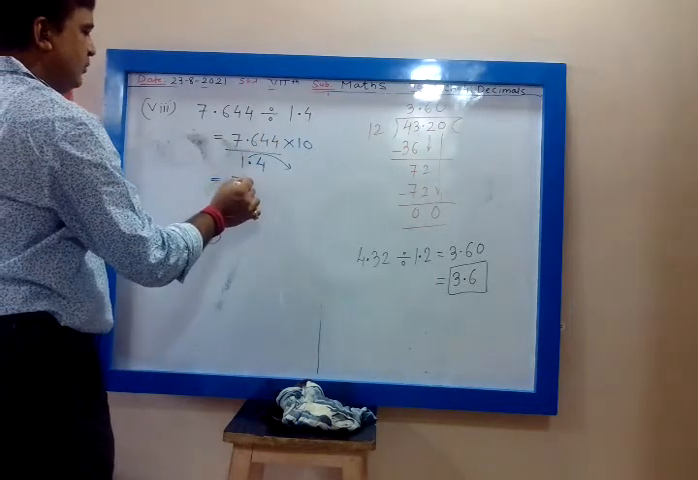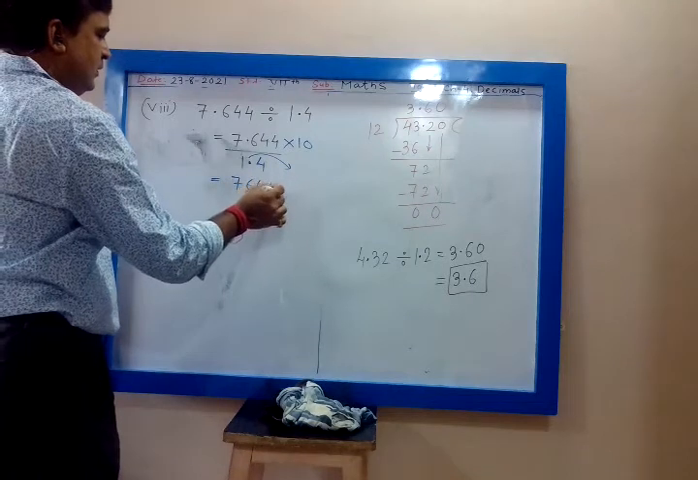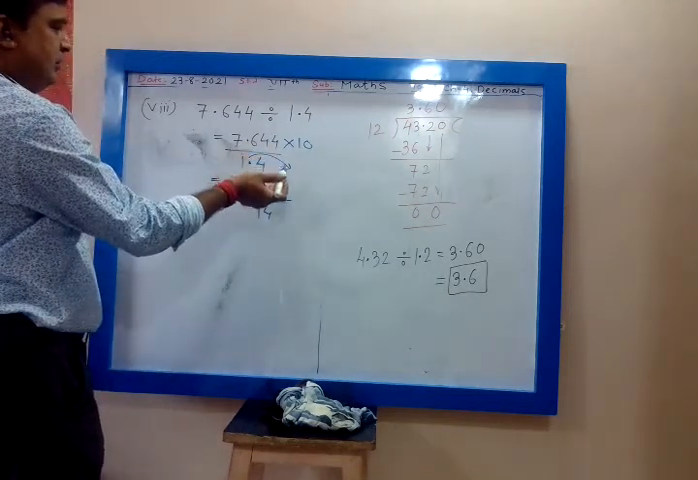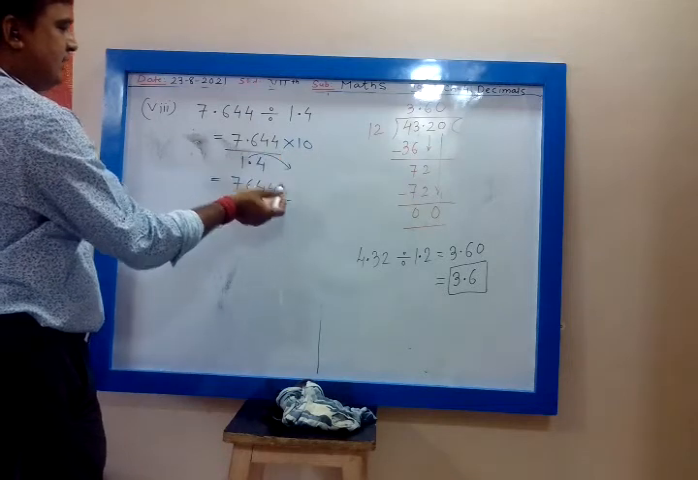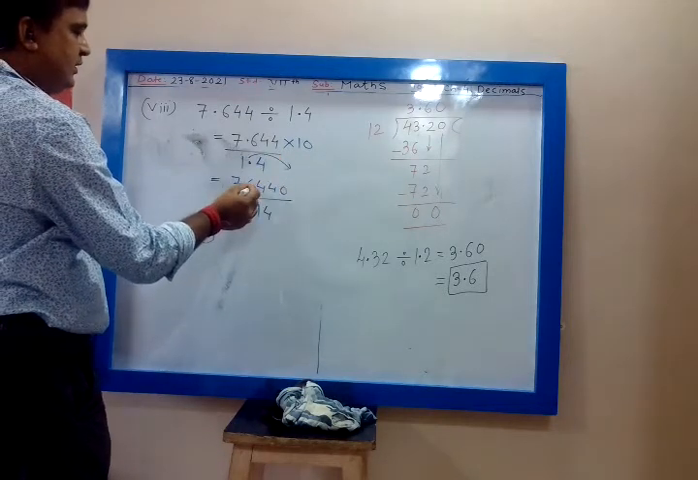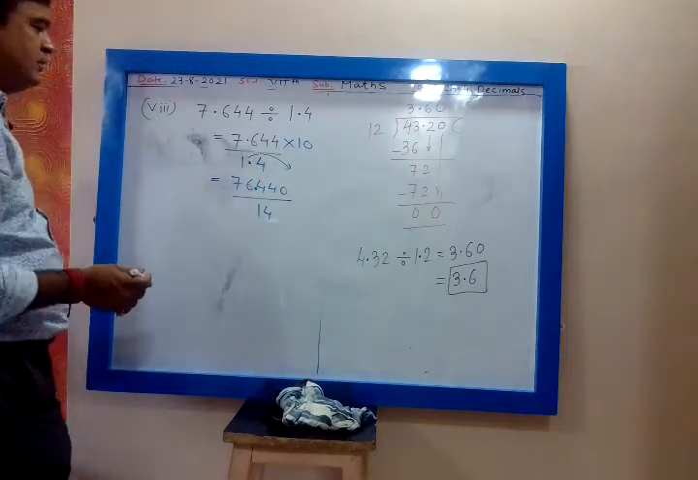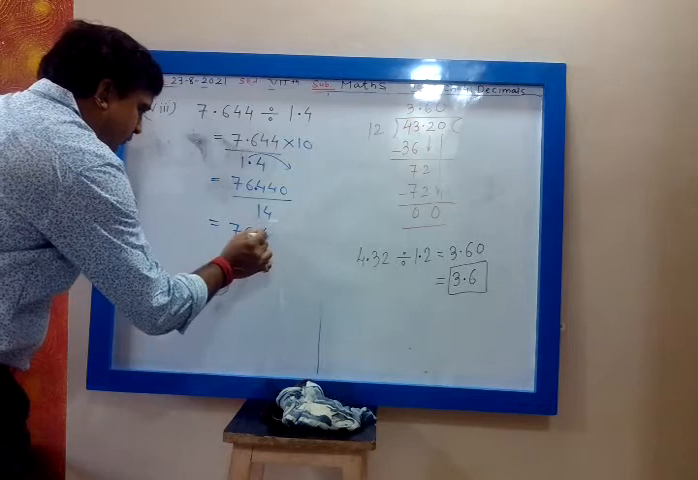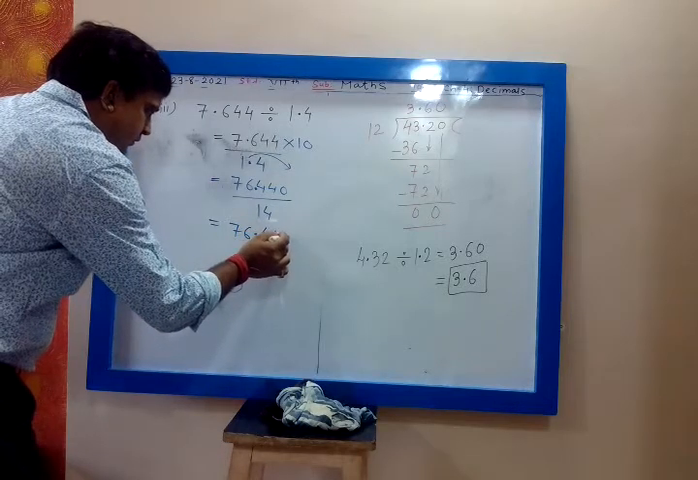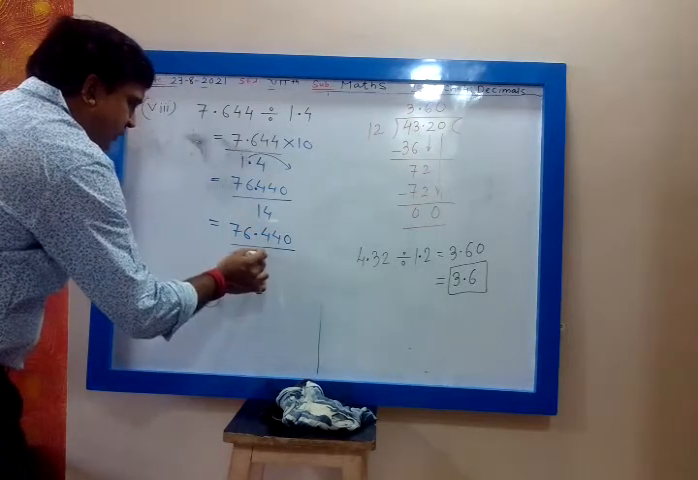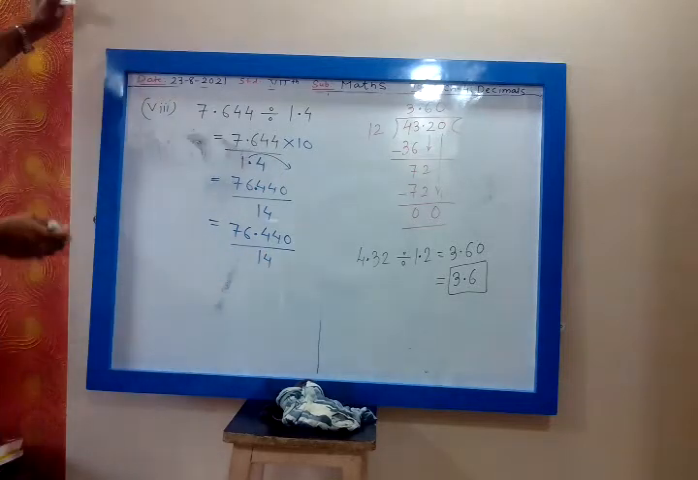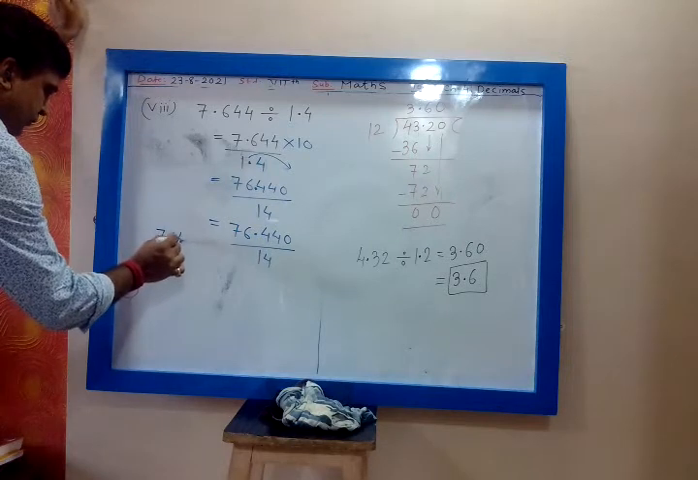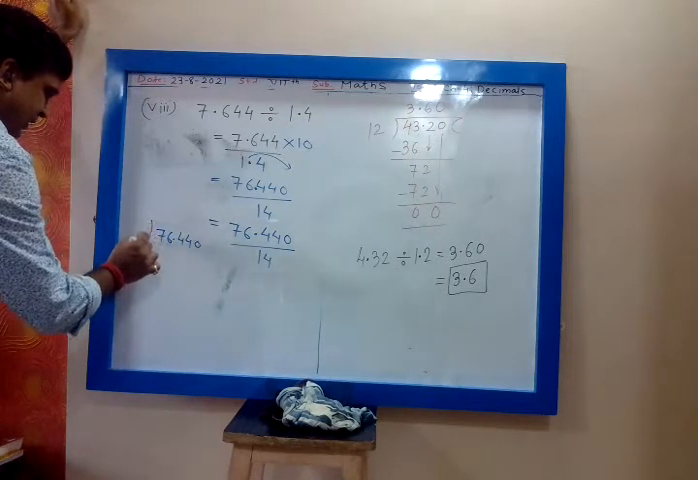So 76440 upon 14. But you have the numerator, you have to place the decimal after 3 digits. So from the right, 1, 2, 3. 76.440 divided by 14. Now you can divide easily. The decimal has gone. So 76.440 divided by 14.